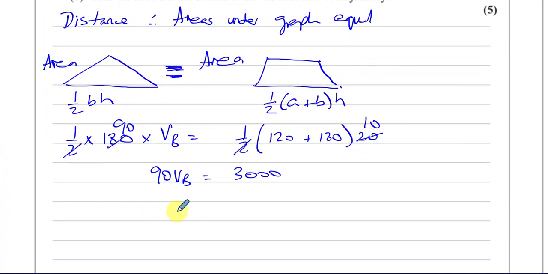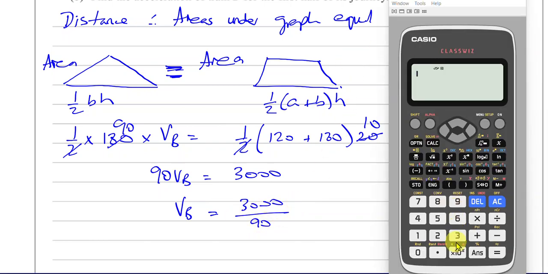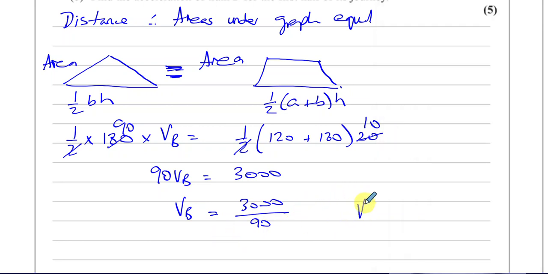So that means the velocity of B is going to be 3,000 divided by 90, which gives us 100 over 3. So the velocity of B is 100 over 3 meters per second. That's not the final answer, by the way. That's the velocity of B. We have to find the acceleration.